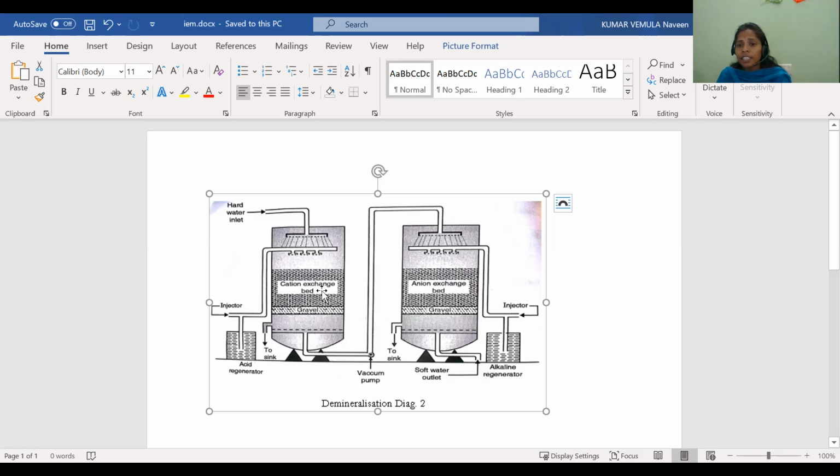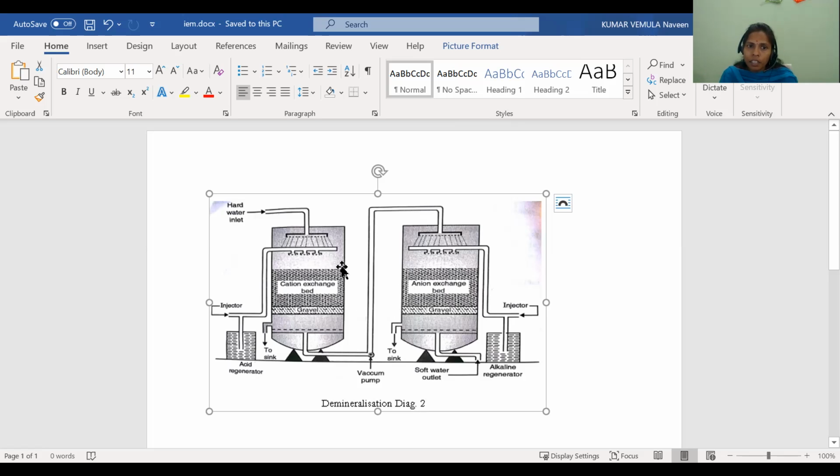What is meant by regenerating? Regenerating is nothing but reproduction. We are reproducing the cation exchange resin and the anion exchange resin. So what is happening here? In the place of H+, Ca2+ and Mg2+ are replacing at the resin. Even here, at the anion exchange resin, at the place of OH- ions, all the anions are replaced.